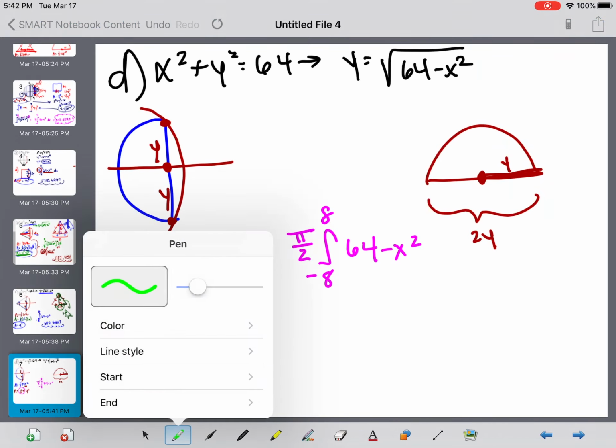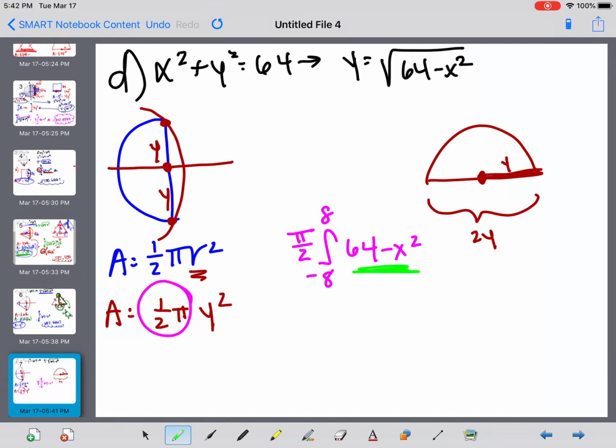Again, do you notice what is underneath the integral here? The only thing you have to remember is what to put on the outside. So I'm going to put this in my calculator. Integral from -8 to 8, 64 minus x squared. And we get 1072.3303.